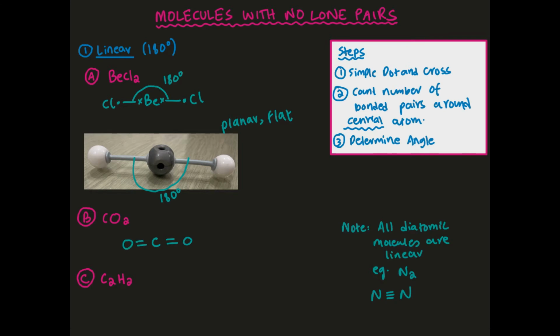So in this case, if you have a double bond or a triple bond, you're going to count it as one region of electron density. So in this case, since carbon is in group 4, it has 4 valence electrons. And all 4 of them are going to be used in bonding, so it's going to have no lone pairs. And if you look at it, there's going to be 2 different regions of electron density, so this is also going to be linear. Another example that we're going to look at is going to be C2H2.